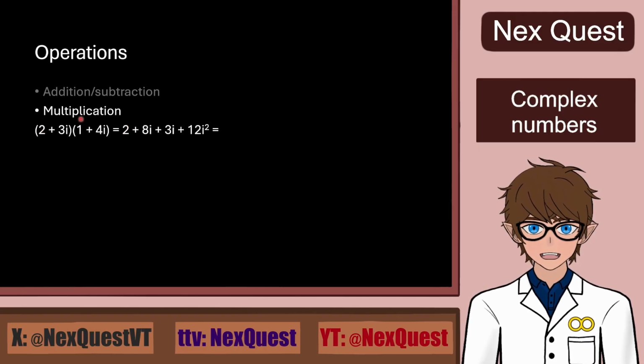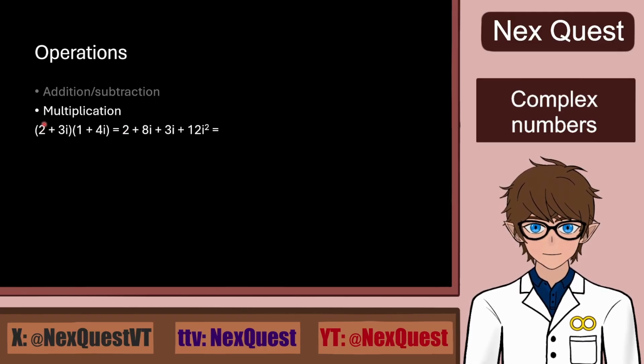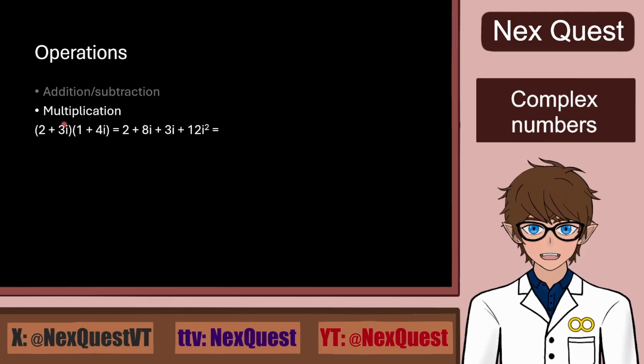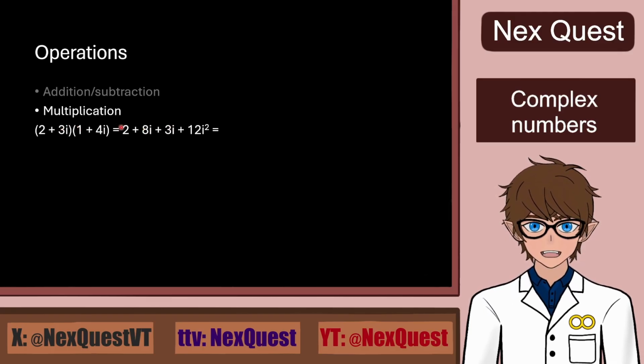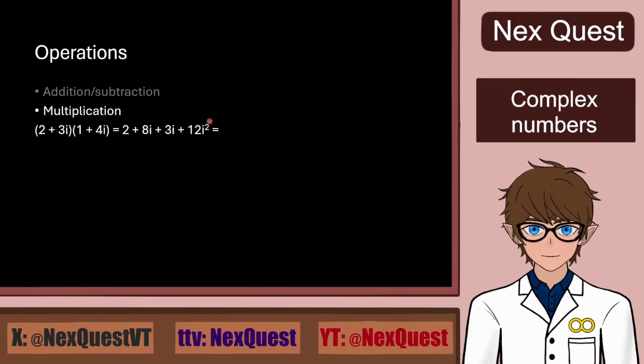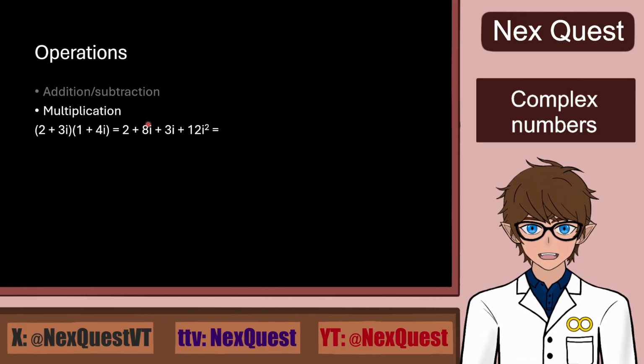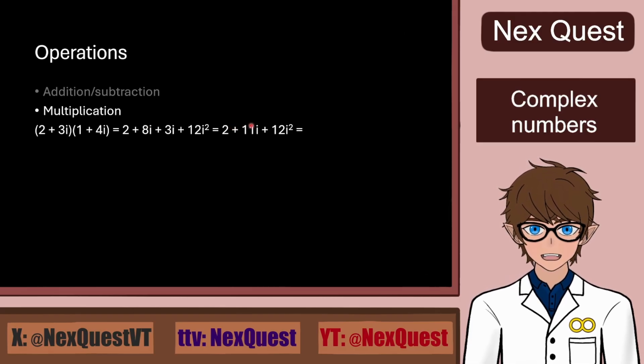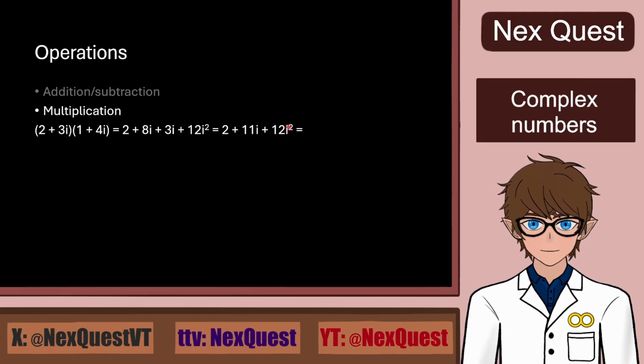So we have 2 times 1, we get 2, 2 times 4i is 8i, 3i times 1 is 3i, 3i times 4i is 12i squared. But we can do some more with this, we can combine the imaginary units with each other. So we get 2 plus 11i plus 12i squared. And now you may be thinking, we are done, right?